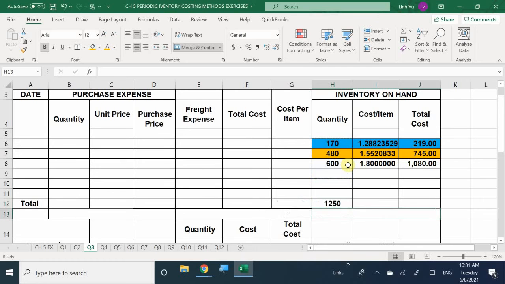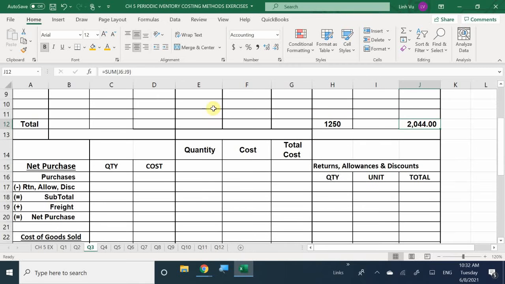Okay, my beginning balance was 1250 items, costing me a total of $244, which is exactly correct, right? We had a beginning balance from the previous one that totals up to 2044. All right, that's just adding up these columns. So when we're taking a look at our goods available, this is where we're going to start from.